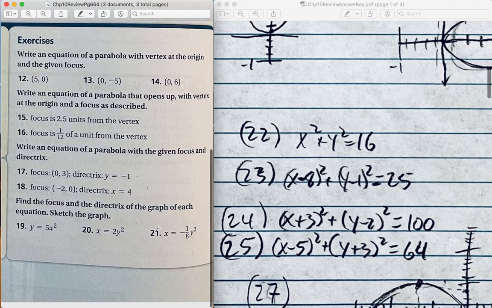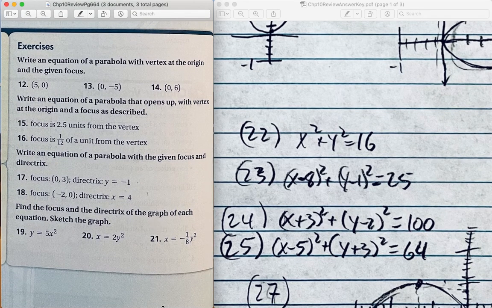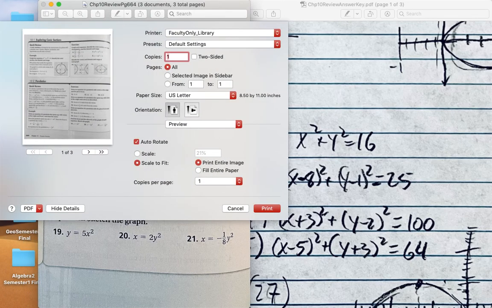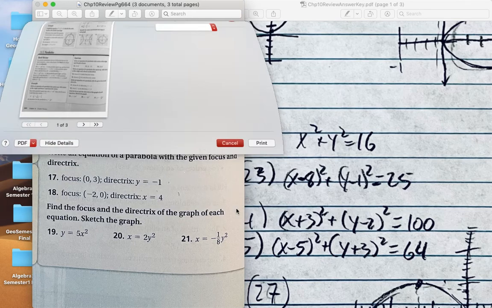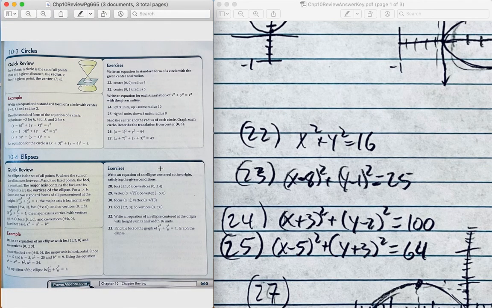Okay. So that's parabolas. Next we will do circles, if I'm not mistaken.